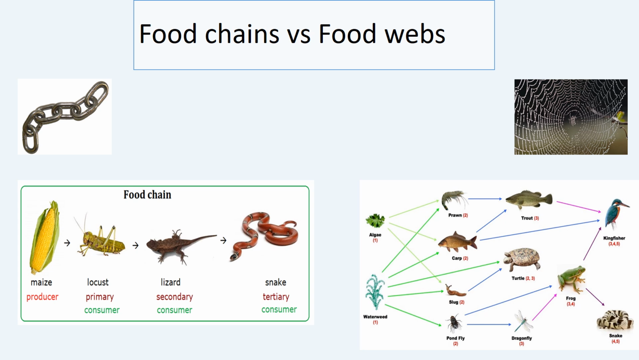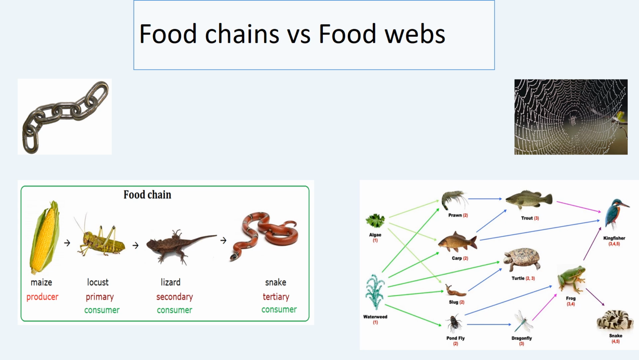The other thing is the difference between a food chain and a food web. Okay, on the left-hand side there, you've got the food chain, and you'll notice it's simply showing you one way in which energy is transferred through a particular ecosystem. When we talk about food webs, what we try to do is show all the different ways.